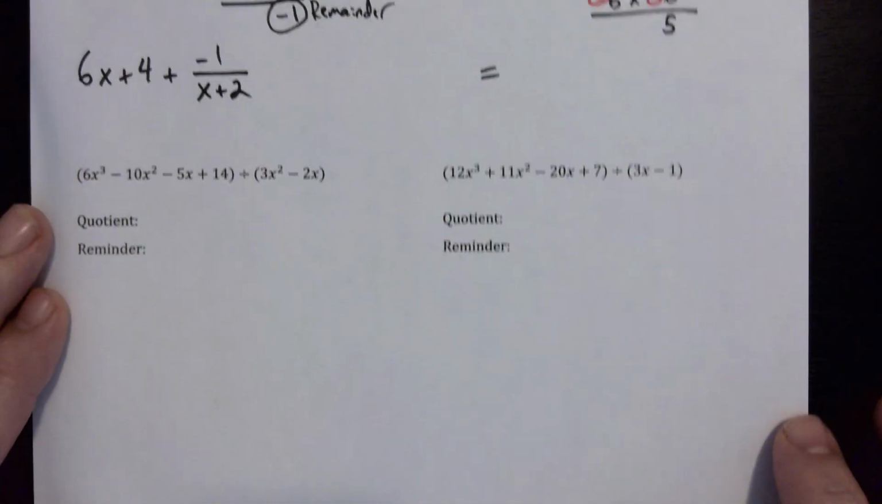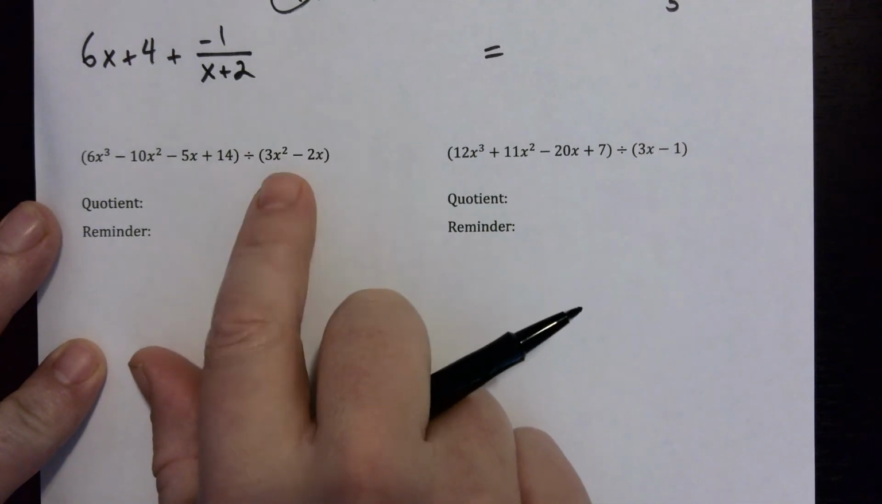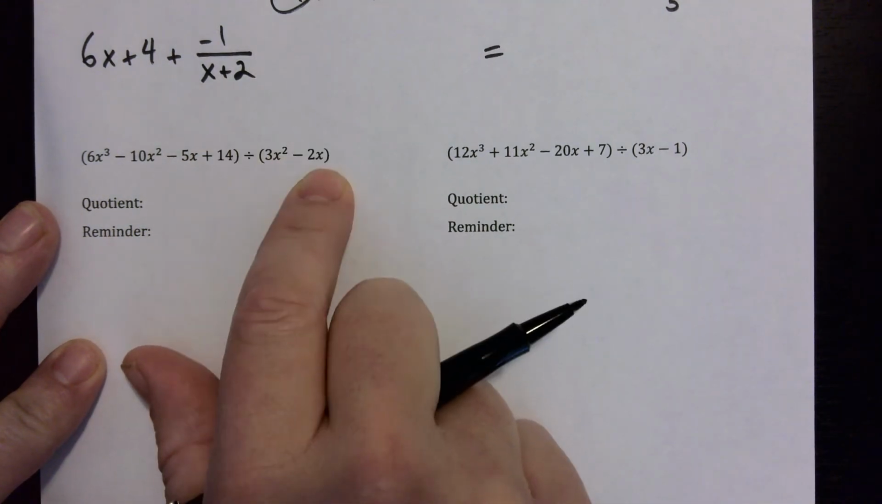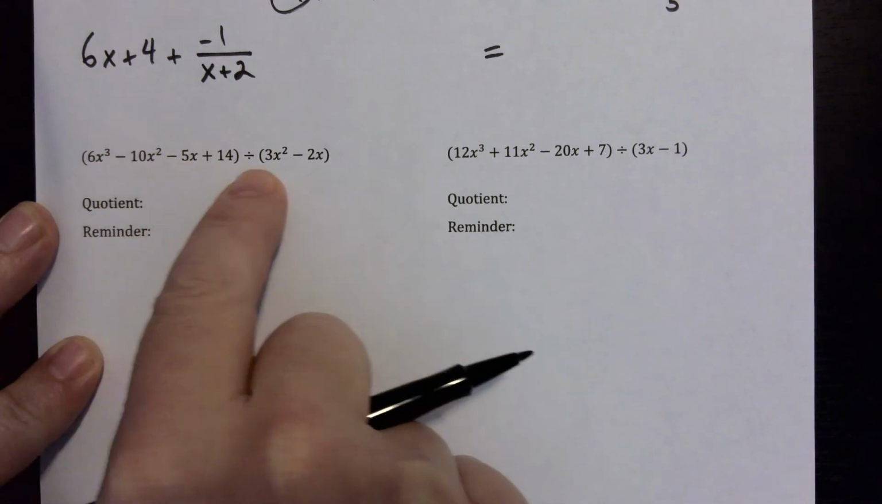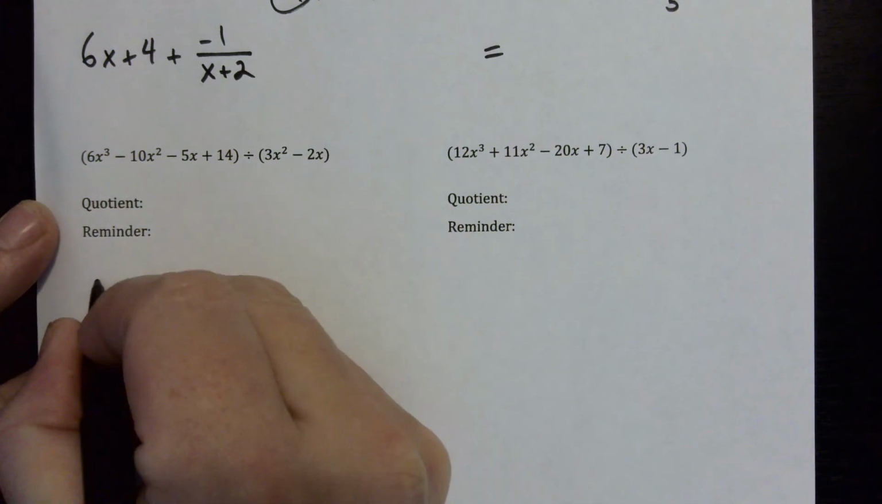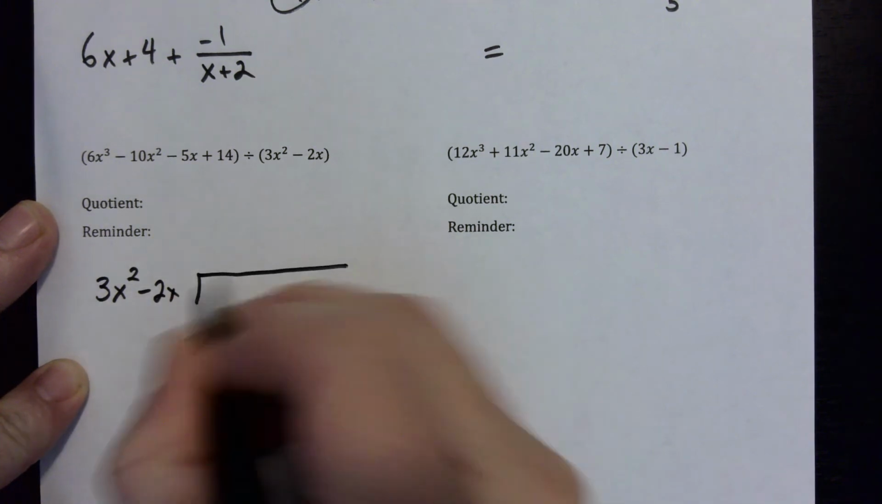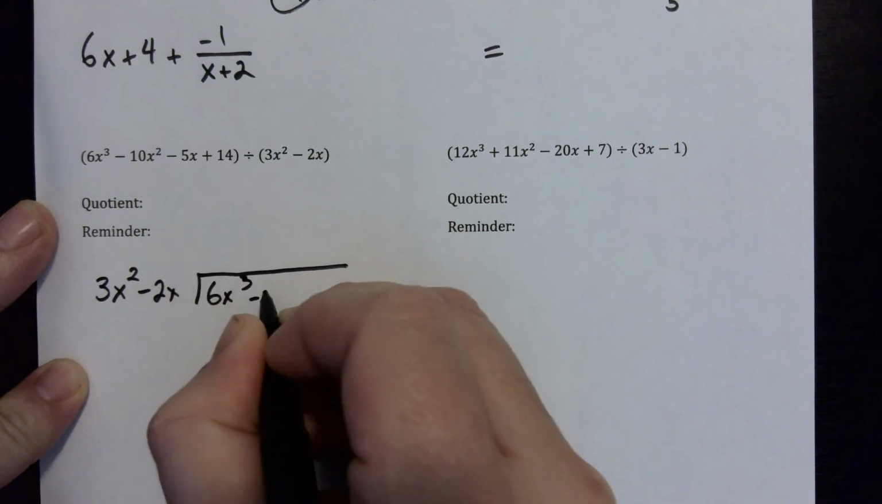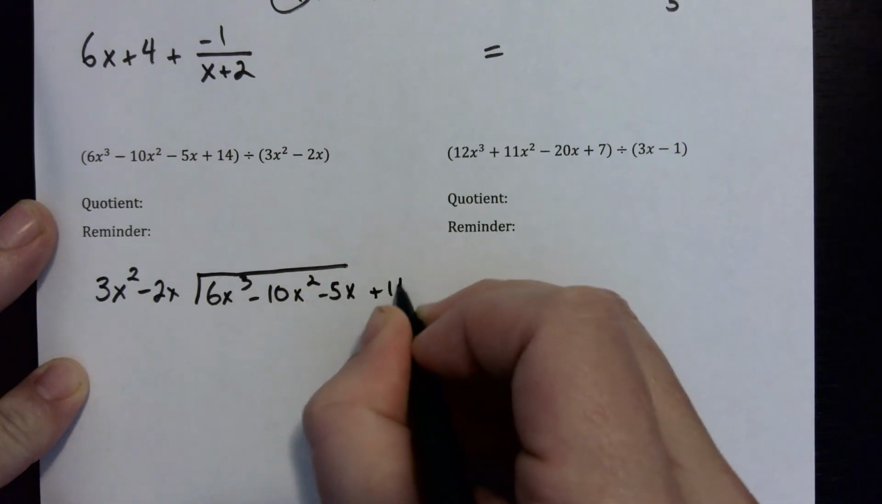Okay, let's move on to these. These could be a little bit tougher. This is what we're dividing by now. Let's make sure that we have all of our x terms in descending order and none missing. Looks like we're good. X cubed, x squared, x, and then no constant. All right, so let's write it down. So 3x squared minus 2x divides into 6x cubed minus 10x squared minus 5x plus 14.